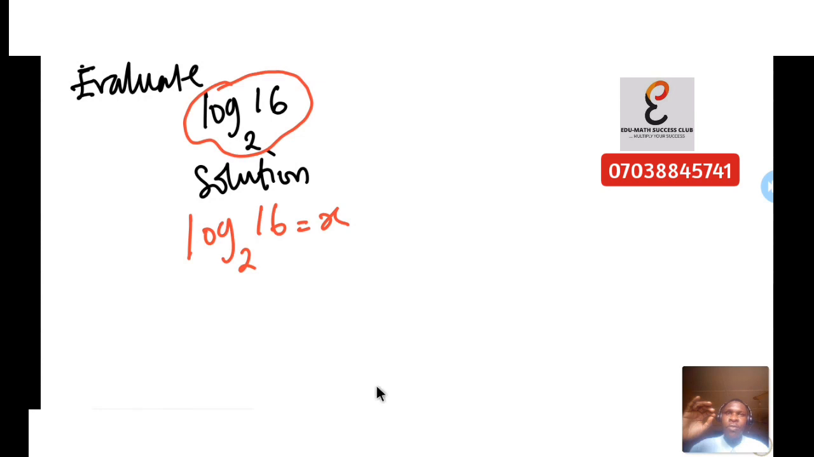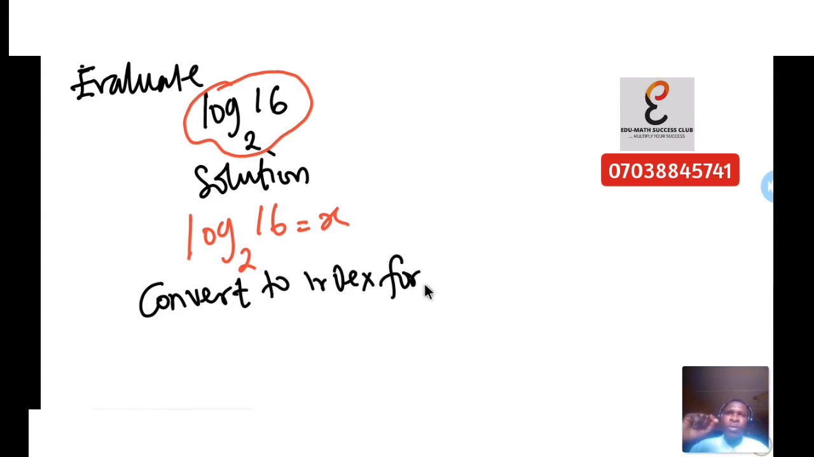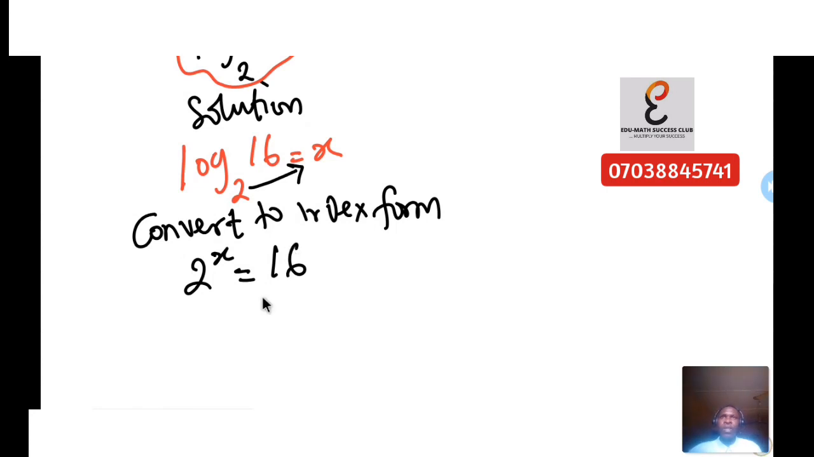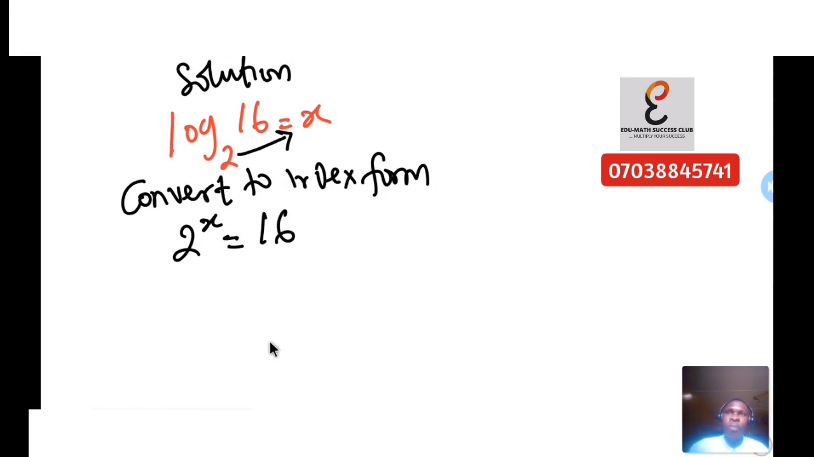So we move to the index form, which is what I've treated earlier. So convert to index form. So this 2 will raise this x up, not 2 times x, but 2 raised to the power x. So we have 2, the x will be at the top, then this 16 will be out here. So you have what is called an index equation, or an equation based on indices.